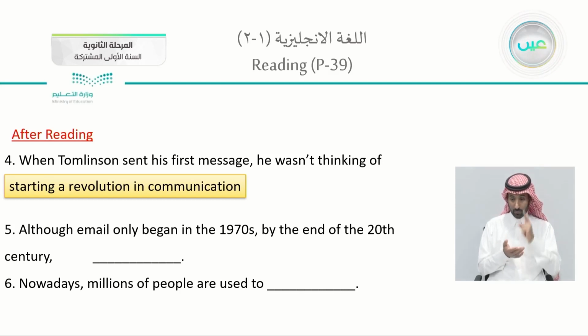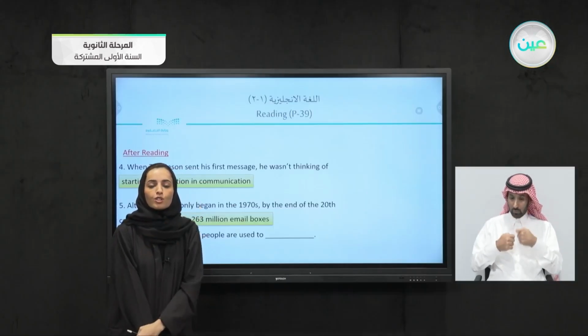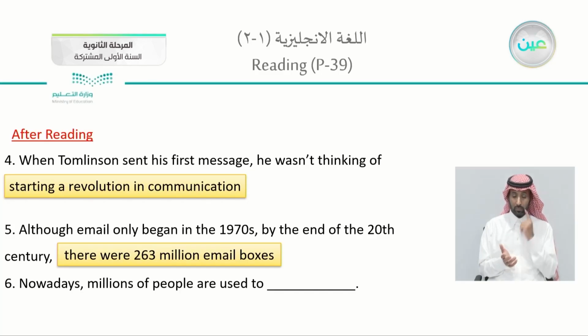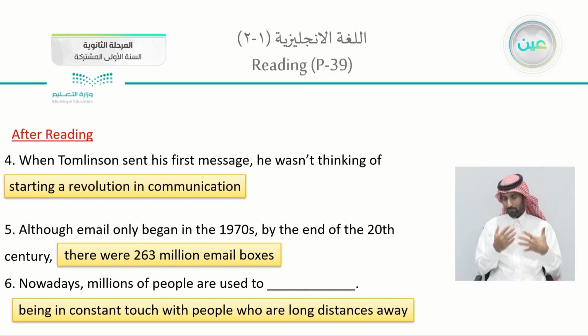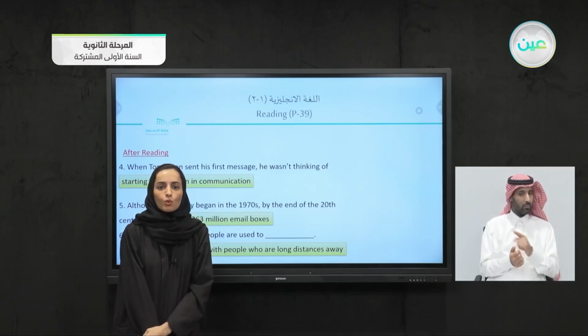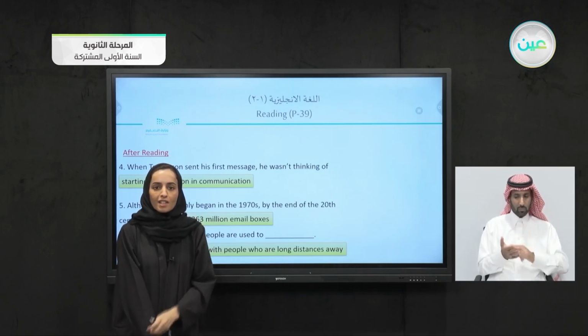Although email only began in the 1970s, by the end of the 20th century, how many people were using email? There were 263 million email boxes. So in less than 100 years we had more than 200 million people using email. Number 6, nowadays, millions of people are used to doing what? They are used to being in constant touch with people who are long distances away. Think about yourself. Can you resist the idea of texting or sending instant messages? No, we can't do this because we want to communicate with others at the moment. That's why we have the idea of texting.